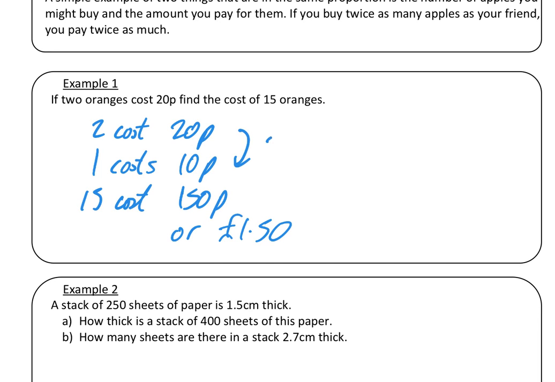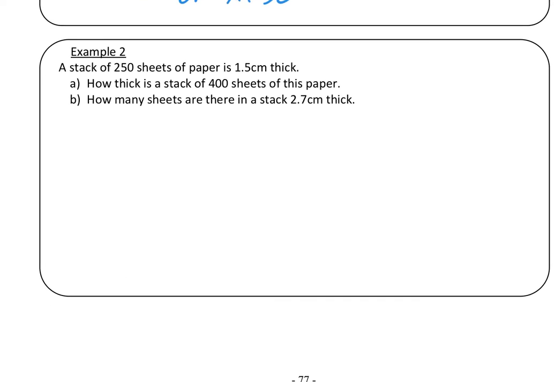So how have we done this? We've divided by 2 to get what just 1 costs. And then we multiply by 15 to get what 15 costs. And that is it. Very, very easy. So something you could have done, I would imagine, without seeing this. It's fairly straightforward. Slightly trickier example now, example 2.